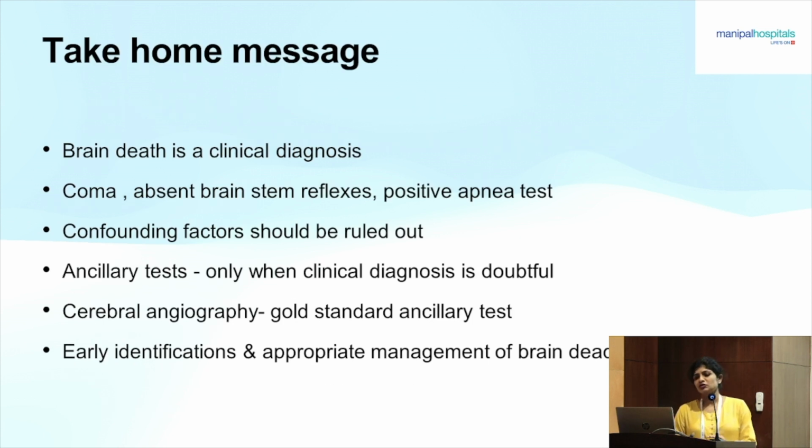So to summarize, brainstem death is a clinical diagnosis. First, an etiology should be there for brain death. The confounding factors should be ruled out, and then elicit coma, absence of brainstem reflexes, and a positive apnea test. Ancillary tests should only be done when the clinical diagnosis is doubtful or the apnea test is not positive, not otherwise. Out of the ancillary tests available, cerebral angiography is the gold standard. Then early identification and appropriate management of brain dead organ donors is very important. Thank you.